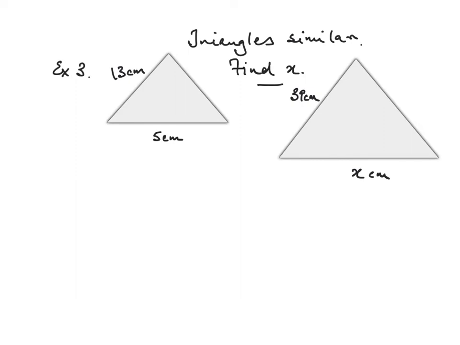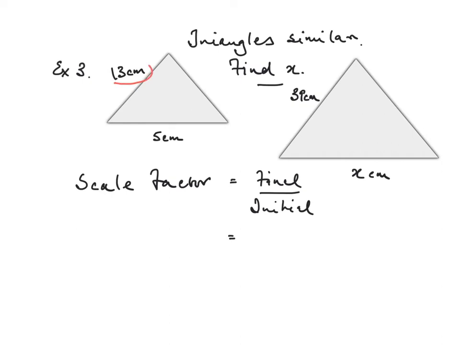So example 3, we're going to do a calculation. We're told that the triangles are similar, which means that the ratios of corresponding sides must be the same. Now what does that mean? Well, what I'm going to do is to work out the scale factor, and that can be found using a simple formula, final over initial.